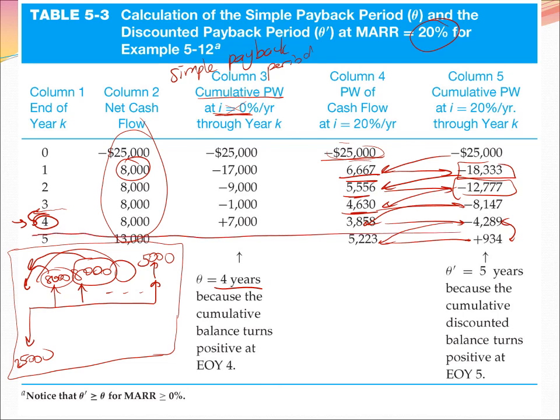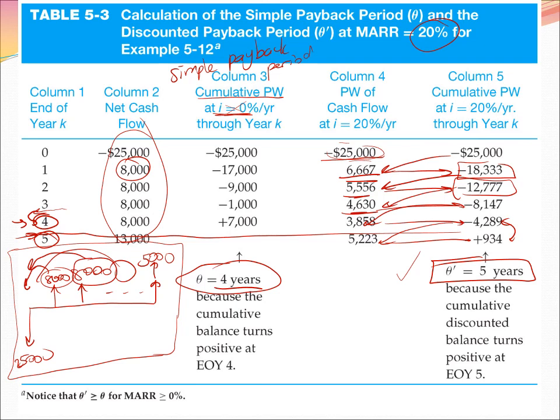It is between 4 and 5, and we will take the next integer year, which is 5. And as you can see, the simple payback period gives you 4 years, but the discounted payback period gives you 5 years. So they may give you different years. And actually, if you think this one is more realistic than the simple payback period, but on the other hand, the difference is not too much.